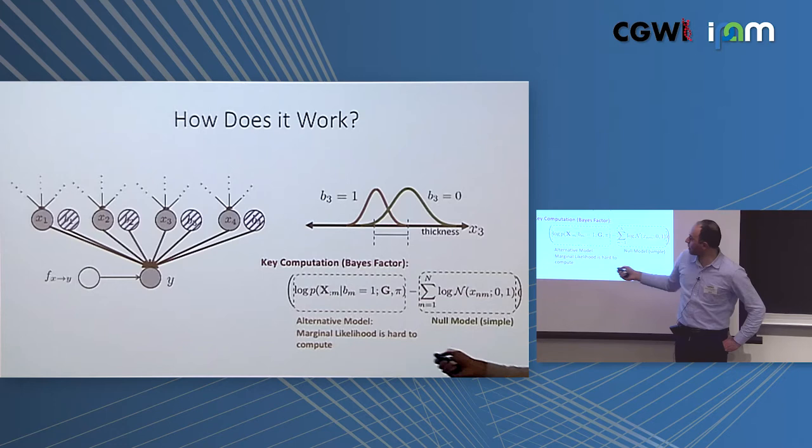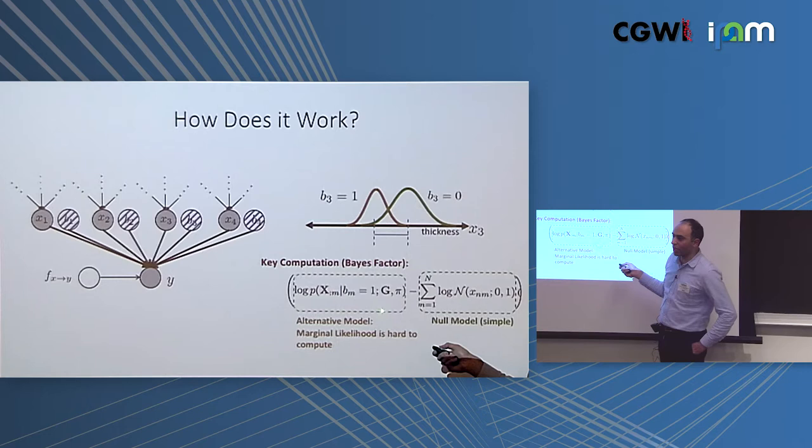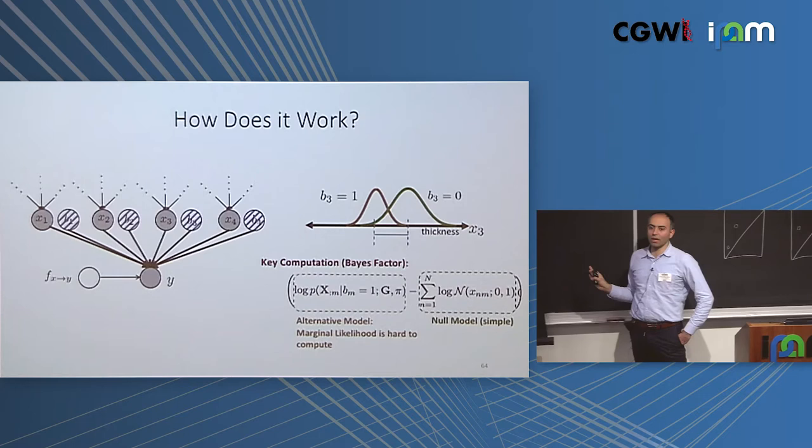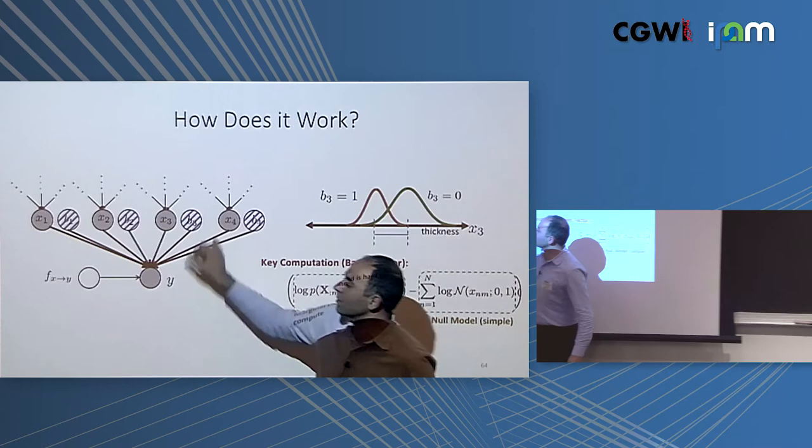So the general idea is that although this marginal likelihood cannot be computed in closed form, you can find a lower bound to it in a very efficient way. At the end of the day, all we do here is compute this Bayes factor for each brain region, store it, and solve only this problem, which is much cheaper.